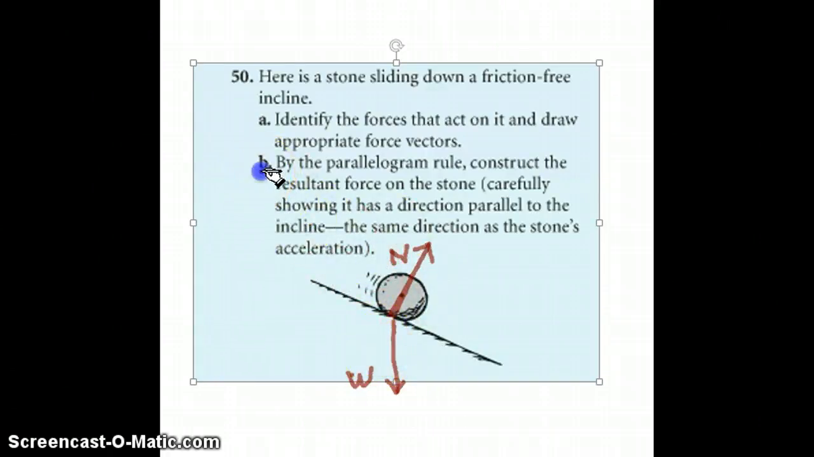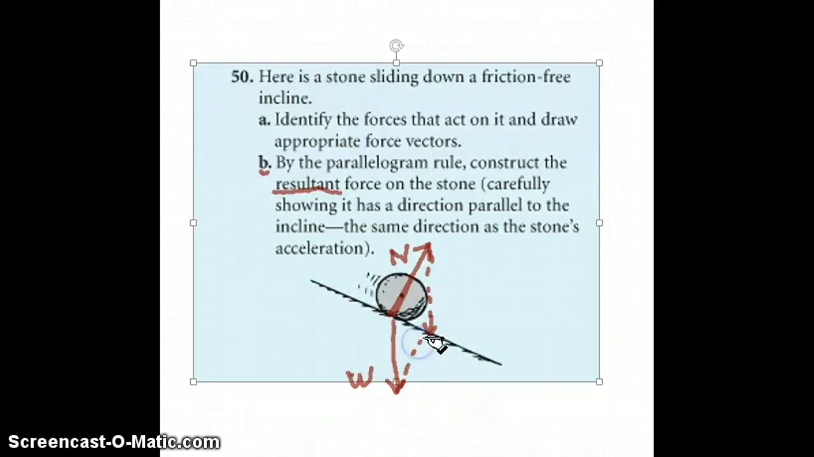Now in part B, we're going to use the parallelogram rule to construct the resultant force. Remember from chapter 2, the resultant force is how these two force vectors act cumulatively, together with each other. The way we do that is use the parallelogram rule. So I'm going to start by sliding the W vector up to the tip of the N vector, and I'm going to draw it the same length, down like that, and then I'm going to slide this N vector, keeping it parallel to itself, so we create a parallelogram.